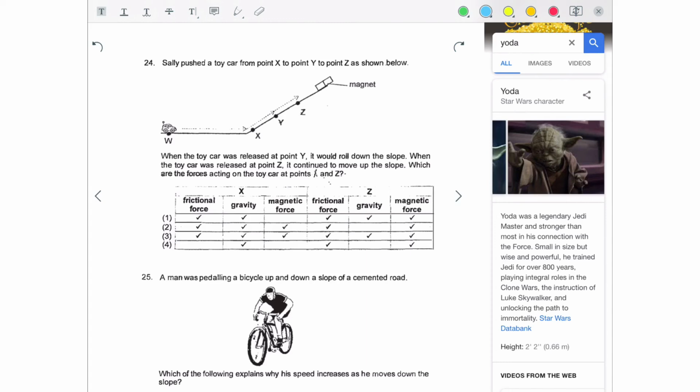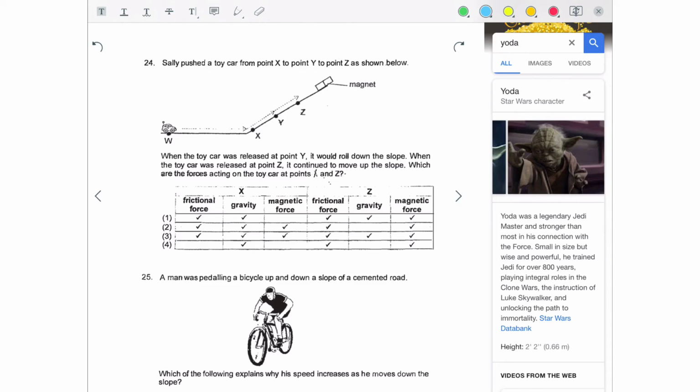Sally pushed a toy car from X to Y to Z. When the toy car was released at point Y, it would roll down the slope because it's all Yoda's fault. You see? Push. He used the force. Okay, can you move out the slope? Which are the forces acting on the toy car at points X and Z?